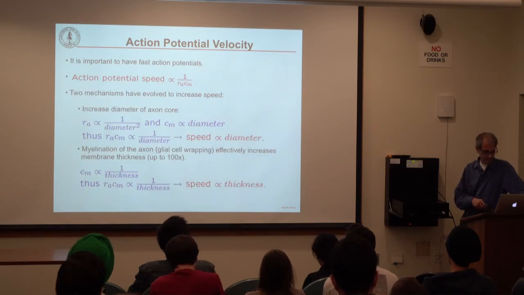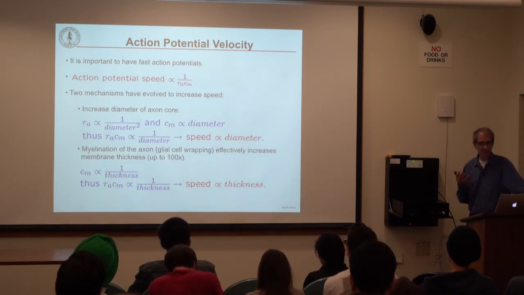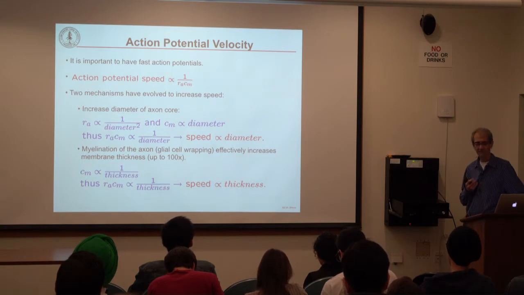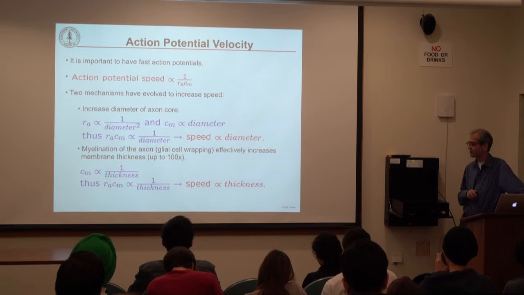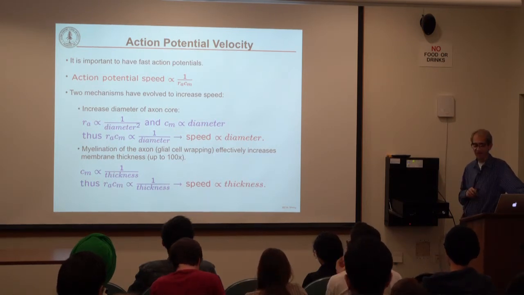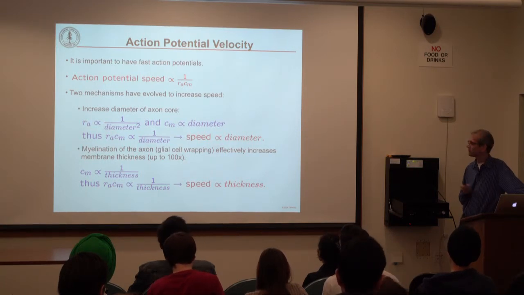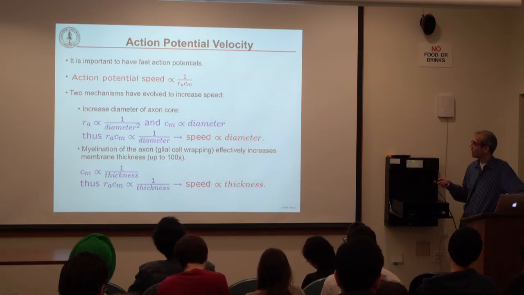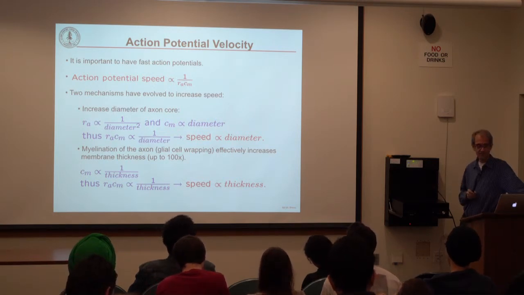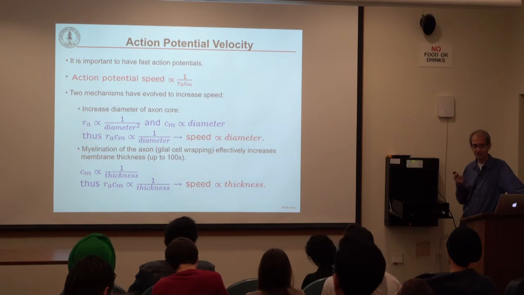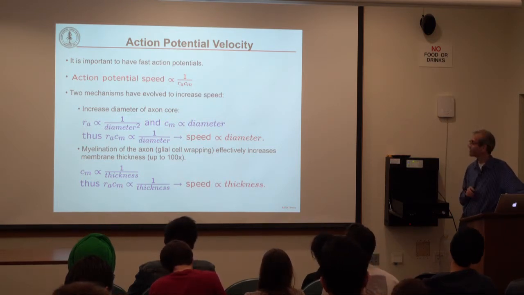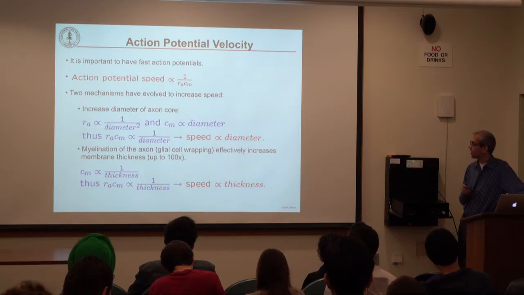Okay? So let's put it all together in what I think is one of the more interesting things about handout 5, okay, which is to actually get these proportionalities correct. Okay? So we want to have fast action potentials for reasons we've talked about. Plus, it just seems like a good idea, right? Action potential speed is proportional to 1 over RA Cm. Okay, we can see that in the previous equations. We know that we want to keep axial resistance low. We know we want to keep the capacitance low. So there's two ways to do that.